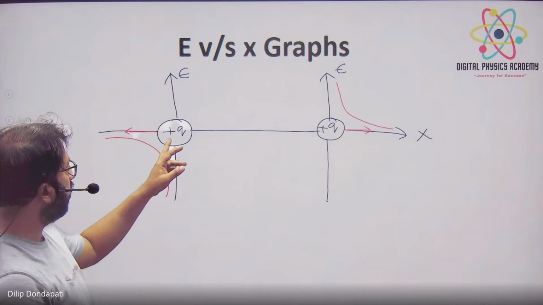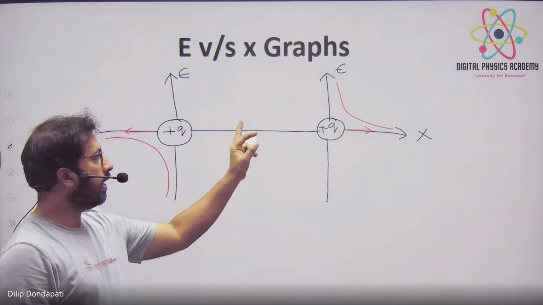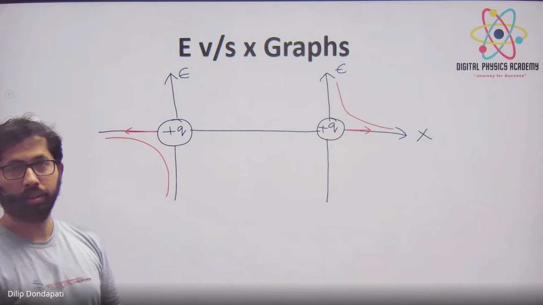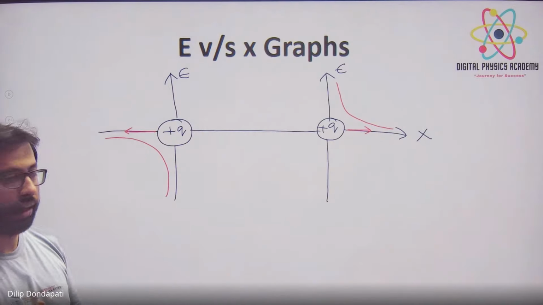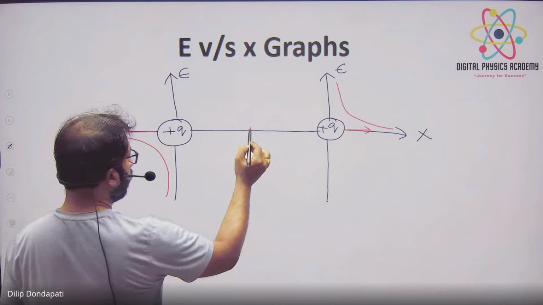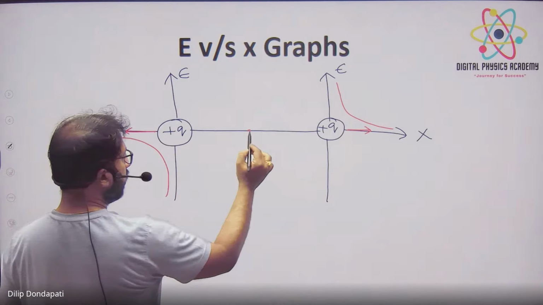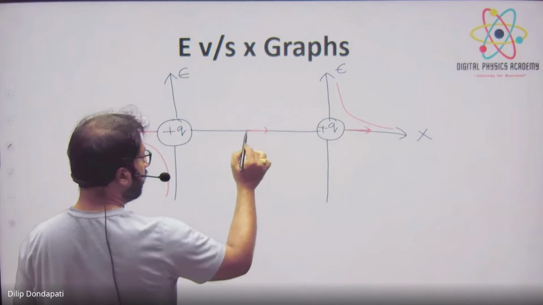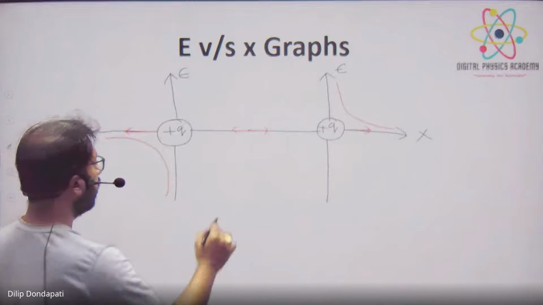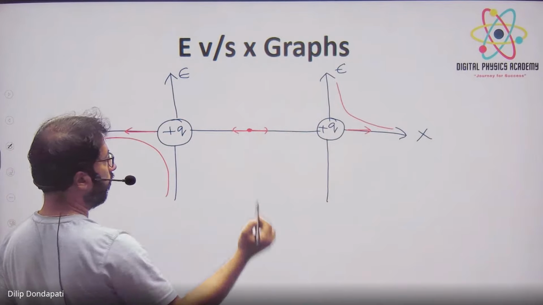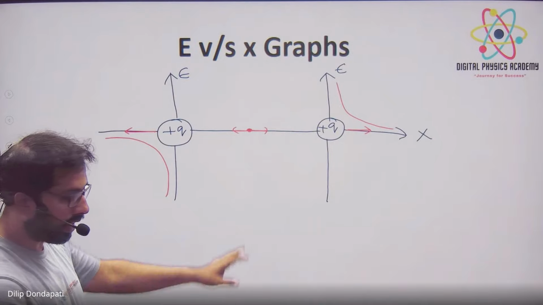You tell me, in between, can the electric field be zero or not? Both are positive charges. Will the electric field be zero or not? See, suppose at the center, due to this point charge the field is away, and due to this charge the electric field is away. So there are chances of it being zero here, at this point. That point you identify, this one. Okay. So the net electric field is zero at this point.